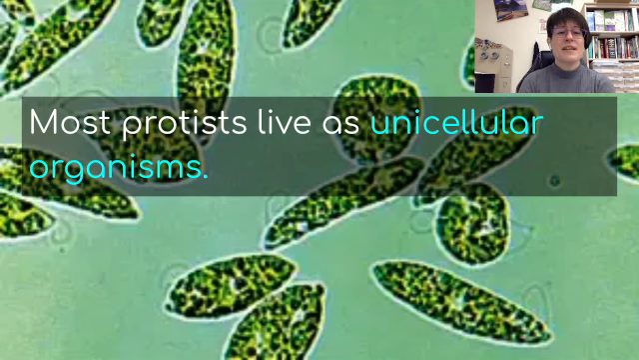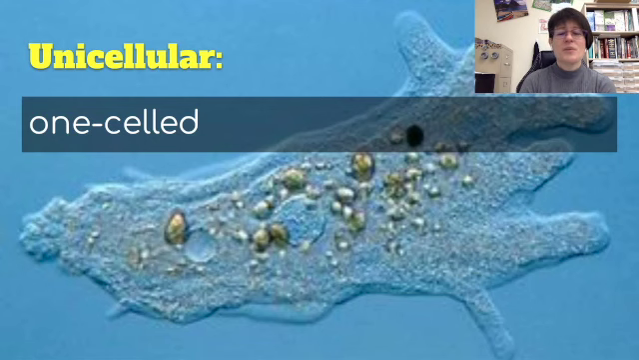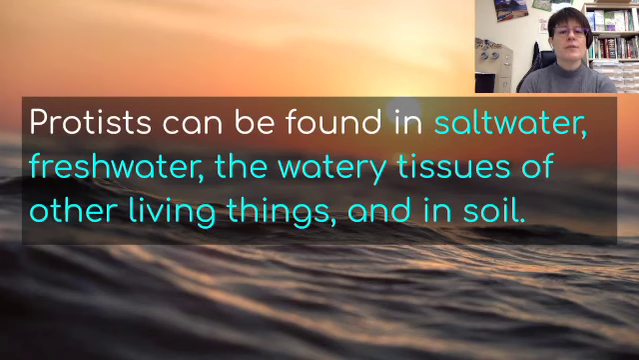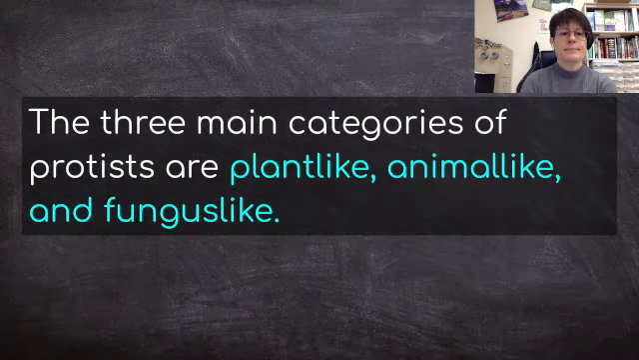Most protists live as unicellular organisms. A unicellular organism is a one-celled organism. So most of them are unicellular, not all. Most of them are very small. But then there is kelp, giant kelp in the ocean, that is very large and is also considered to be a protist. Protists can be found in saltwater, freshwater, the watery tissues of other living things, and in soil. Generally, they need a moist environment.